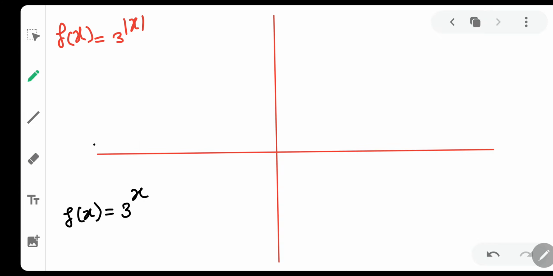At minus infinity it is 0, so it is increasing, something like this. At 0 it is 1, so this point is (0, 1), and after that it is increasing, something like this. As x approaches infinity, y also approaches infinity.